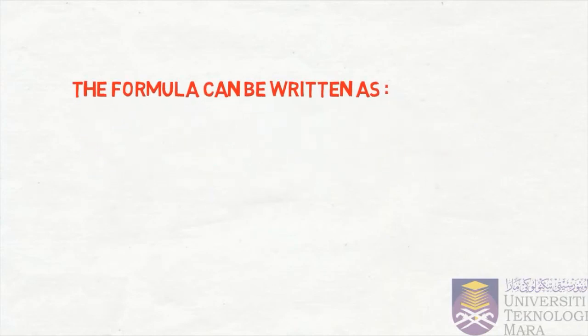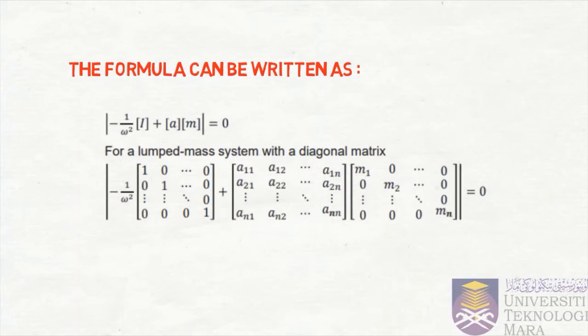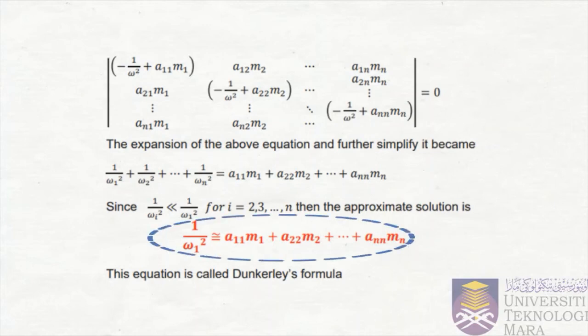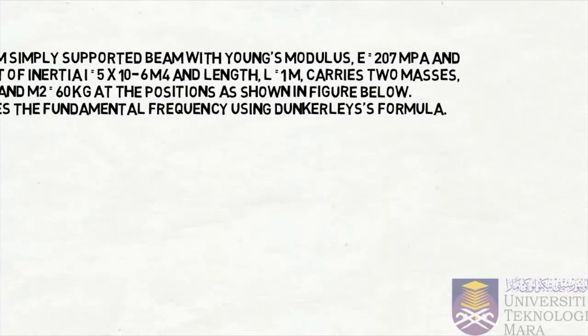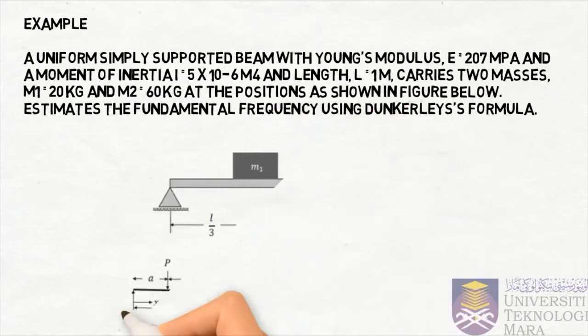The formula can be written as below. The formula is written in matrix form. After further simplification of the equation, we will get this equation, which is called Dunkerley's formula. This is an example of Dunkerley's method.